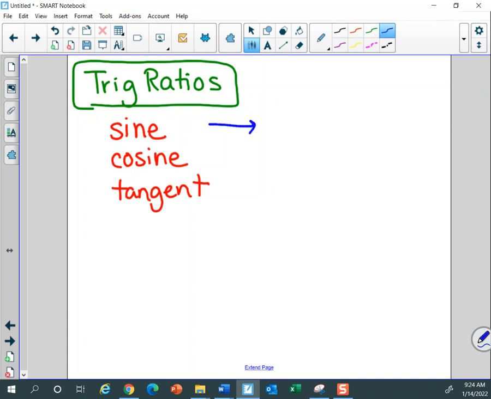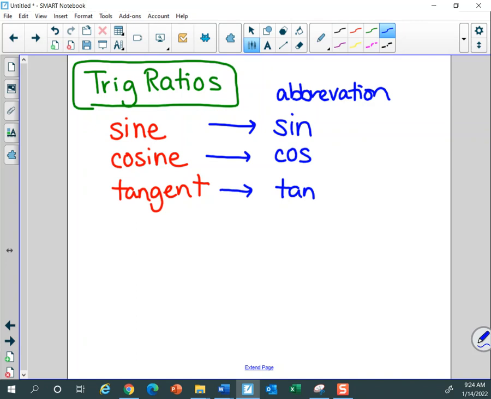because you should have seen in the past, if we're talking about sine, we use an abbreviation, SIN, okay, but we still say sine, and COS for cosine, and TAN for tangent.